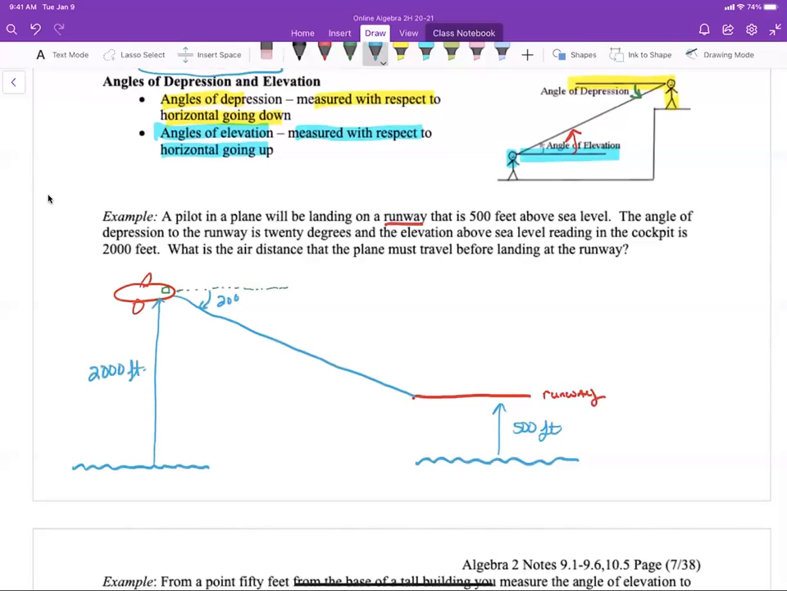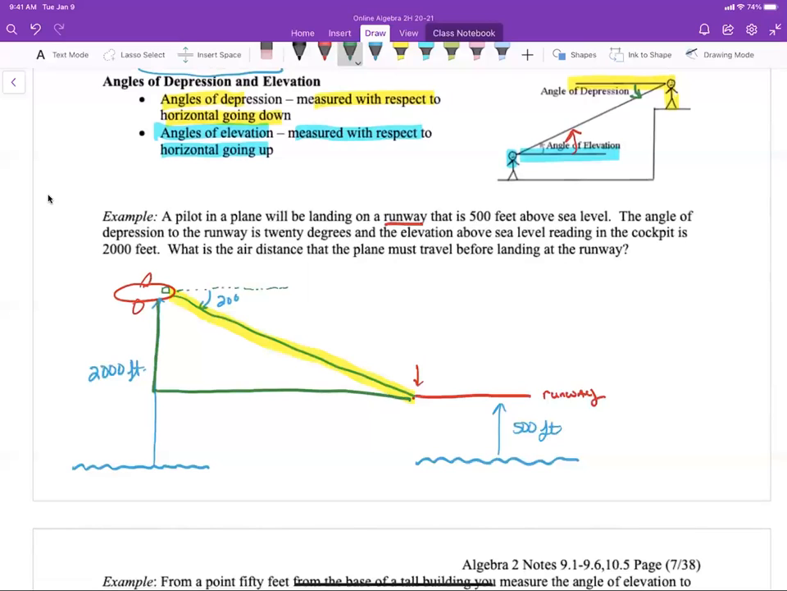Now the goal is to find right triangles to solve these problems. So we are asked for what is the air distance that the plane must travel before landing. That is the distance from where it is to where it starts to land. And here's where it starts to land. So what we want to know is this distance right here. Okay, so we need to construct a right triangle that includes that. So hopefully you see that here would be a good location for a right triangle.